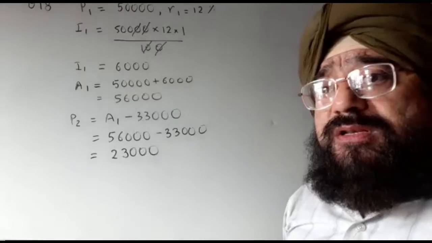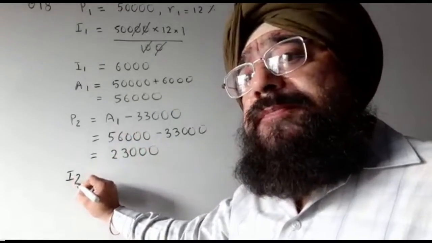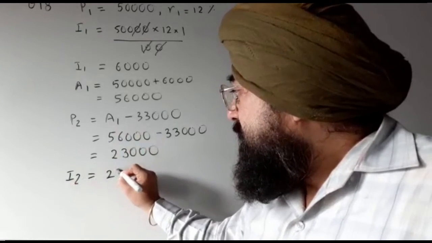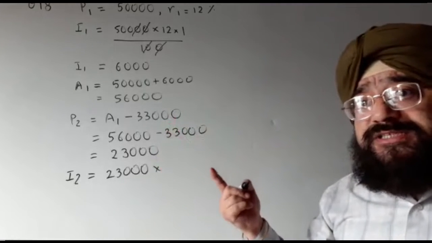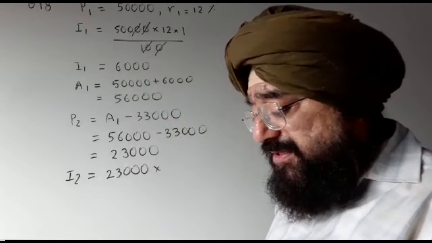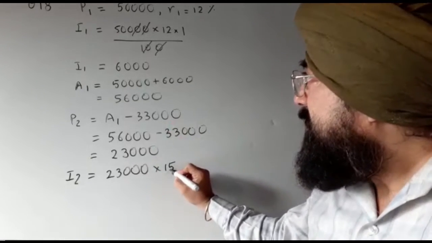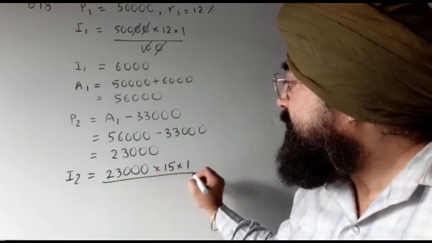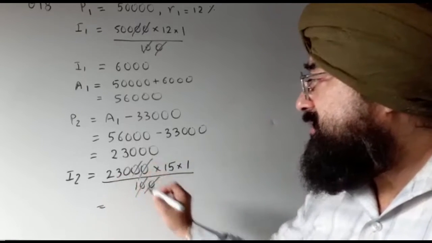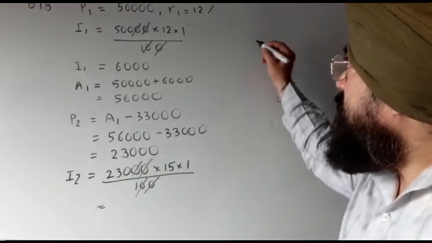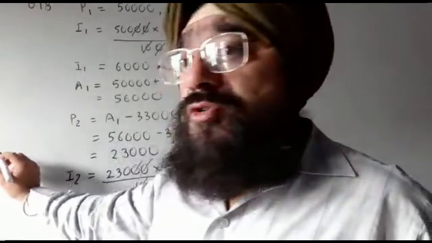This becomes the principal for the second year, and thus we can calculate the interest now for the second year. Interest for the second year will be, this becomes the P, into rate 15. Mind you, rate is also changed. Rate is no more 12%. Rate is now 15%. So into 15 into time 1 upon 100. So this comes out to be 230 into 15. I am calculating it in rough, just to show you also.